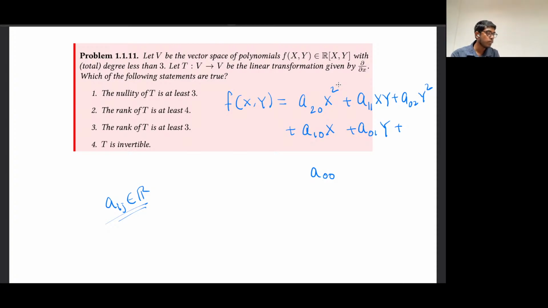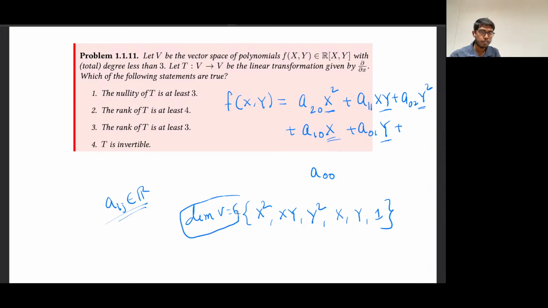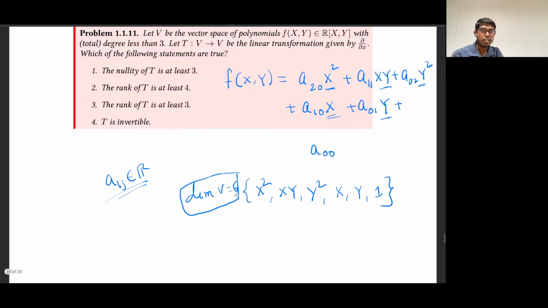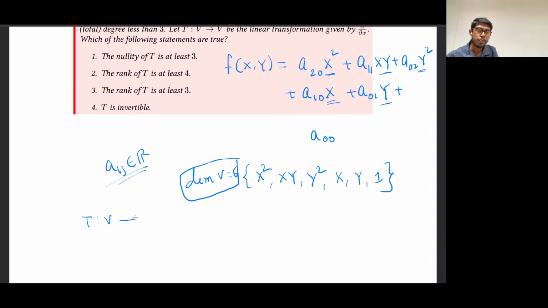So what is the basis for this? A basis will be x², xy, y², x, y, and 1. So what is the dimension of this? Dimension of V equals 6. Okay. Now let's see the linear transformation T from V to V, and it sends f to its partial derivative with respect to x. So let's write down the matrix of T.